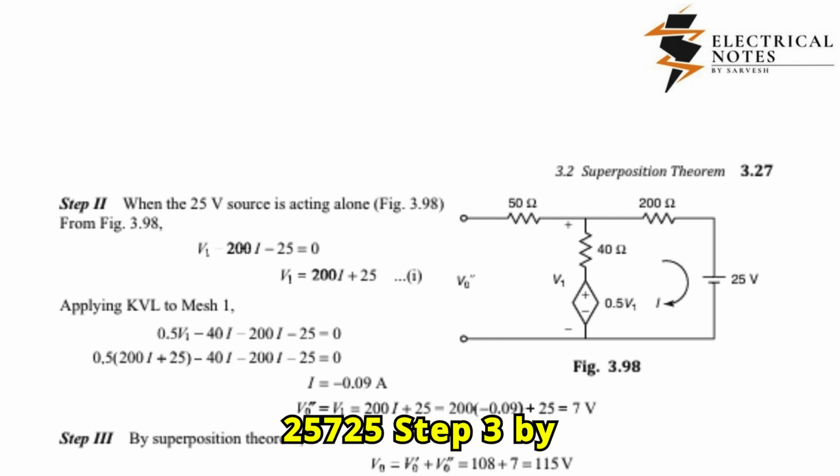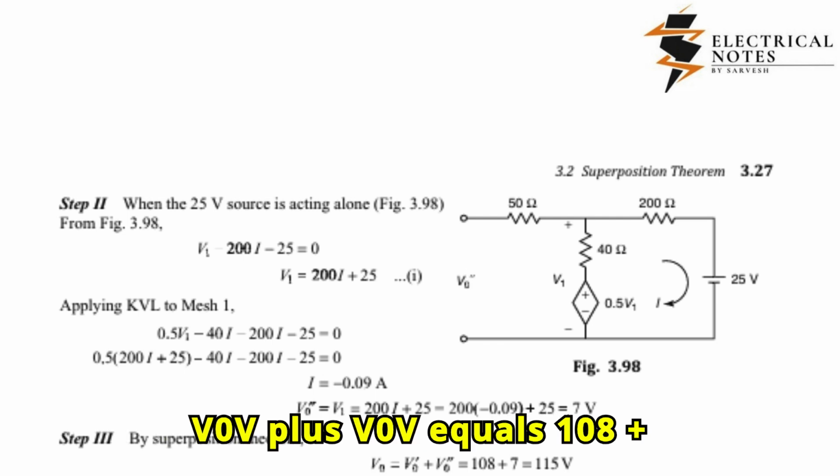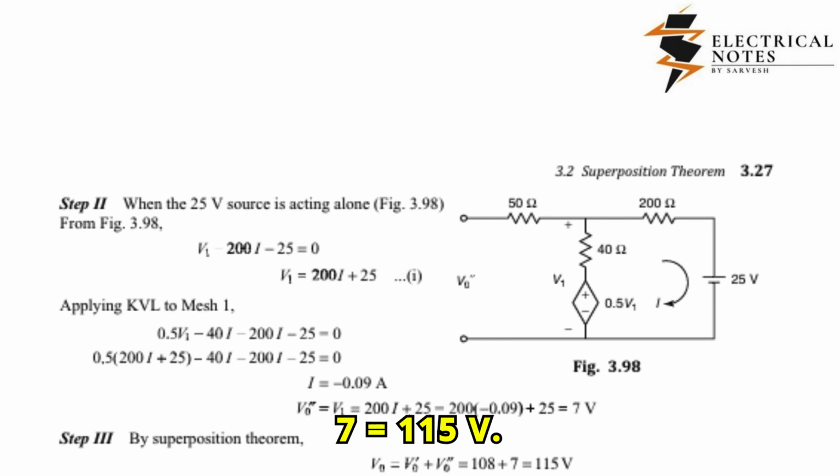Step 3: by the superposition theorem, V equals V' plus V'' equals 108 plus 7 equals 115V.